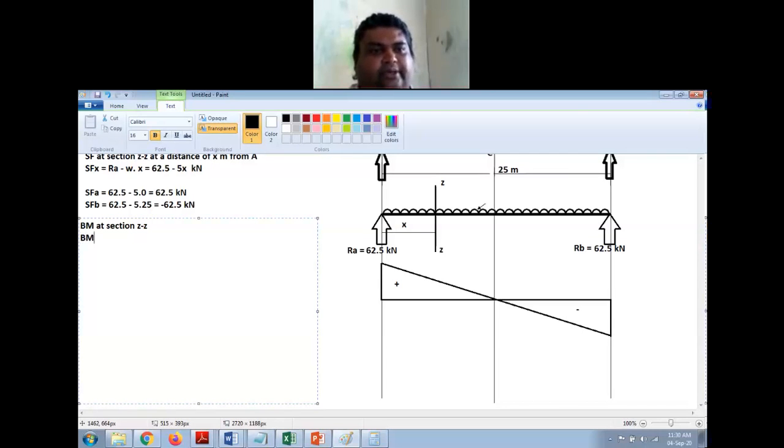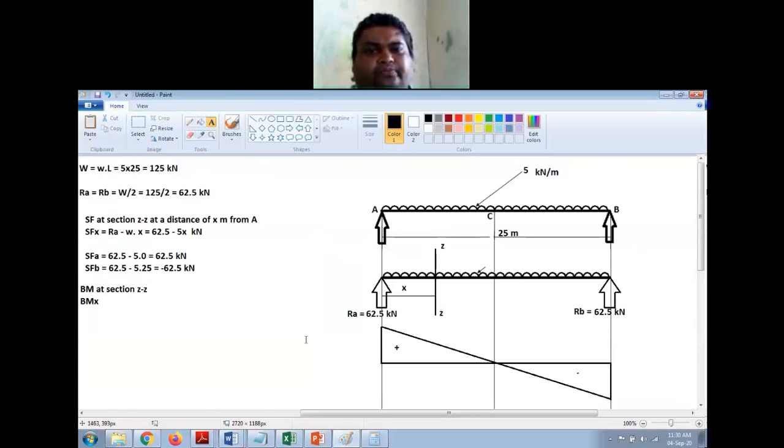So that is BM X. It is at a distance X from A. That's why I'm taking it as X. Now for bending moment we will use the sign convention. I explained this yesterday. I am telling once again. This is a very simple method of remembering the sign convention. You will never make a mistake in this.